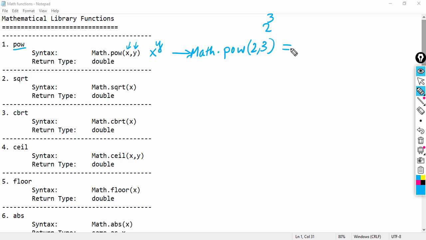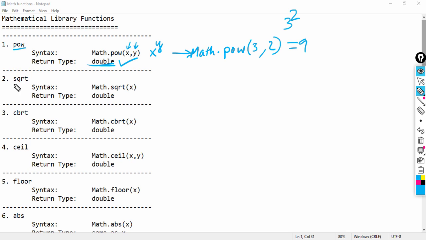So, the answer for this will be 8.0 because it always returns a double value. You should always remember the return type of all these different functions. POW function returns a double value. Similarly, if I pass 3 comma 2, it will give me the answer for 3 raised to the power of 2, that is 9. So, that is the POW function.